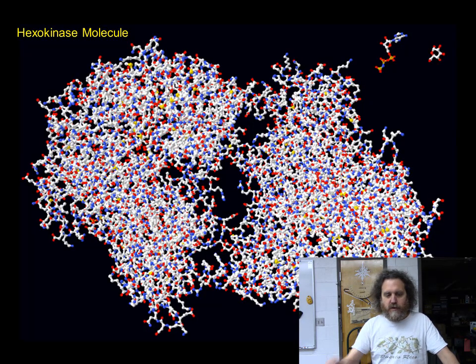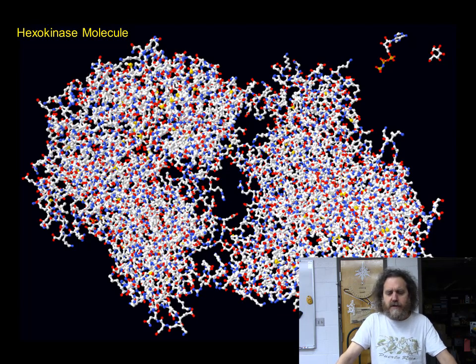So, here's one of them. This is a hexokinase molecule. You can see it's made of thousands of atoms that are held together by these atomic bonds. And these atomic bonds are electrons of one atom being attracted to the protons of a nearby atom, an atom to which that atom is bonded.